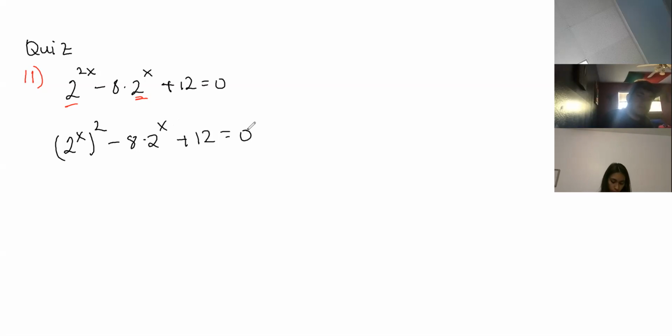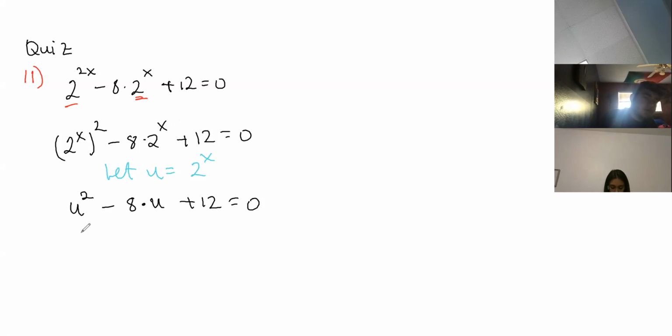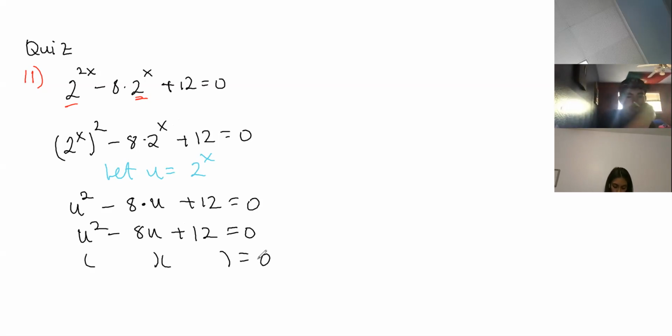Now we can use U substitution. What would we let U equal? 2 to the x. And then you get U squared. A lot of kids read it like this: 8 times U plus 12 equals 0. And for whatever reason, that confuses them and they're stuck. You don't need the little multiplication symbol. 8U plus 12 like this is enough. Then you factor and solve.